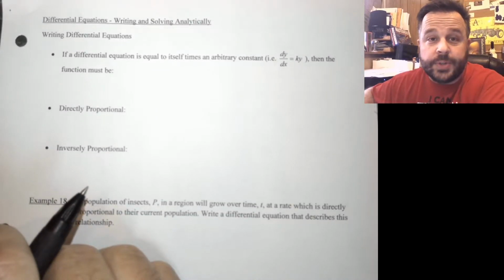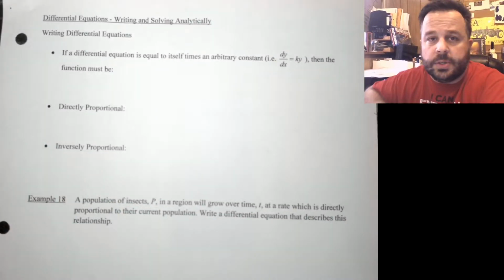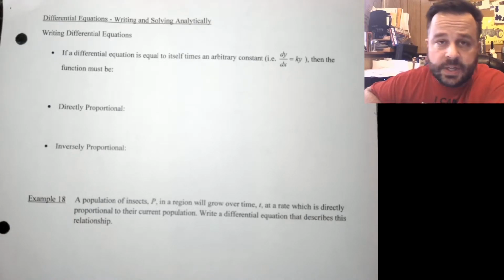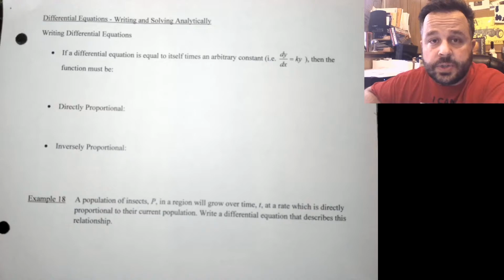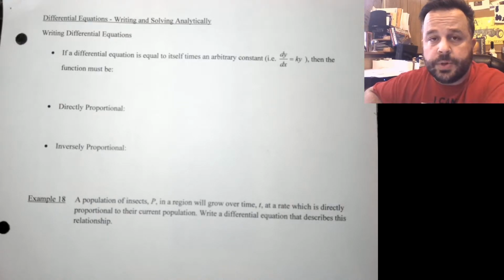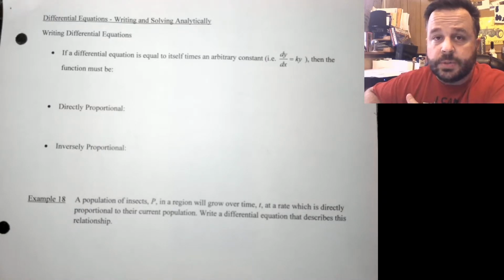Okay, so here we are on page 5 of our differential equations packet, where we're going to be writing and solving differential equations analytically. In the last section we solved them graphically using slope fields to find the general solution, and then tried to draw one particular solution through an initial condition, through a point that we had to draw that solution through.